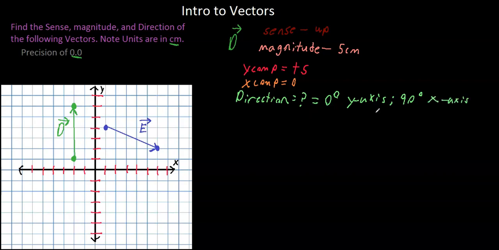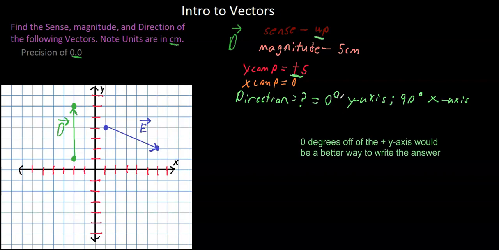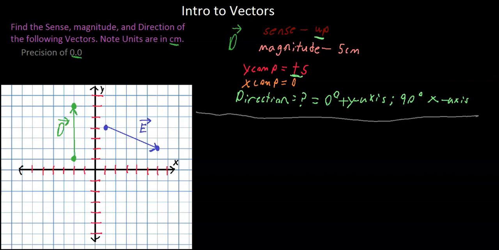And you might say, what about the clockwise and counterclockwise stuff you mentioned in the last video? If you really think about it, as long as you have the y component or the sense, they're all saying the same thing. It's going 0 degrees, but which 0 degrees? Is it going up or down? Both would technically be 0 degrees. It's up because our sense, or our y component, which is positive 5, tells us it's going up. So from there, let's work on vector E.